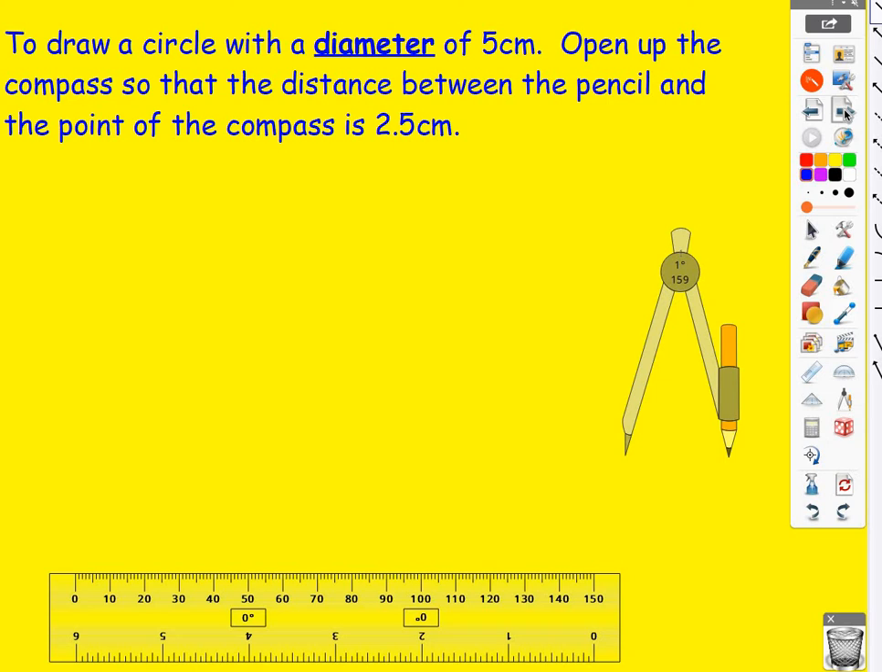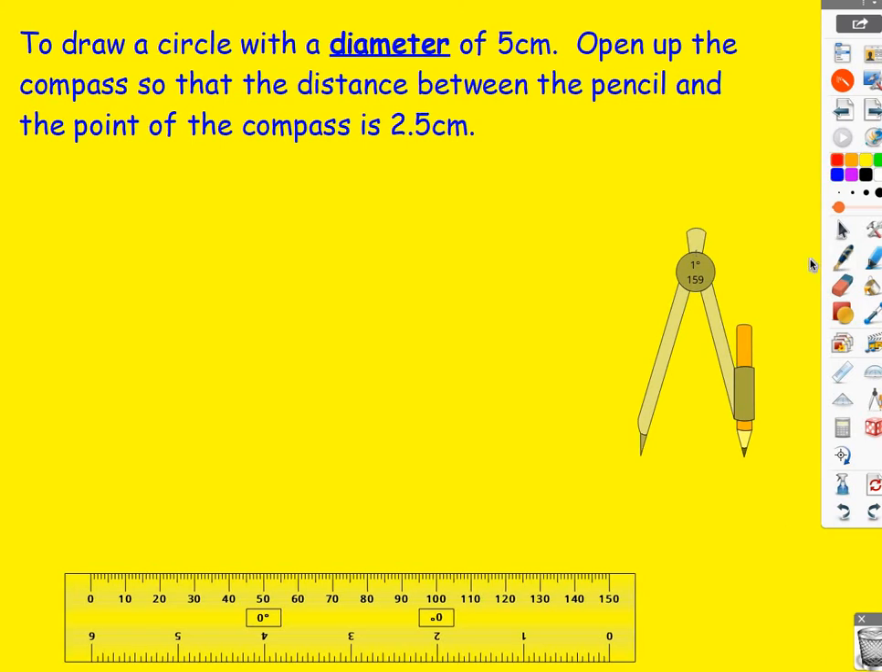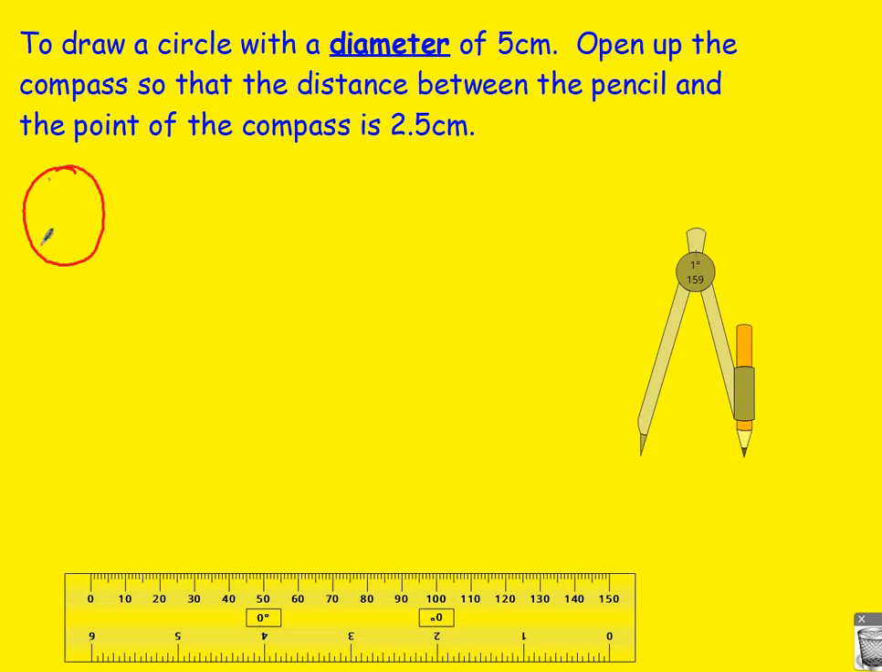This next question, however, is asking me to draw a circle with a diameter of 5 centimetres. So not the radius now, it's giving me the diameter. If I draw you a little sketch on the side then, what they want is for me to draw a circle with a diameter of 5 centimetres.